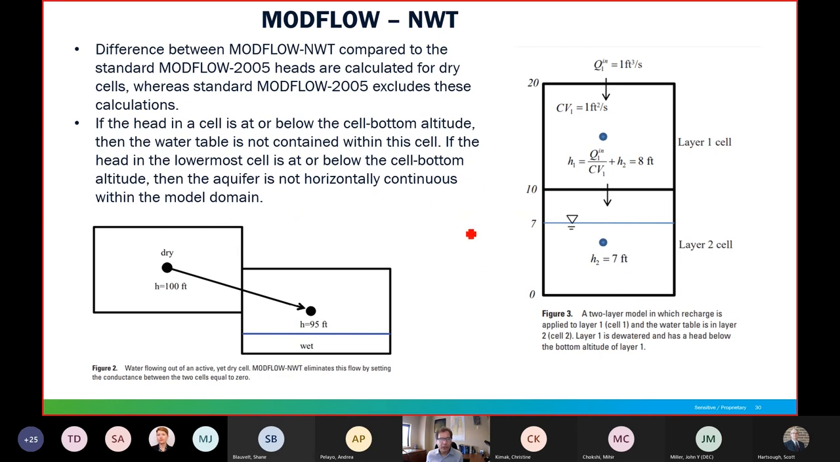Going on, NWT had a few other very paramount improvements in terms of how it treats the cell-by-cell flow. What it actually does with cells that dry is it prevents conductance between these cells, which I won't get into in a lot of detail here because I'm being mindful of time. But if anybody's interested, we can go into these details more and you can contact me directly.